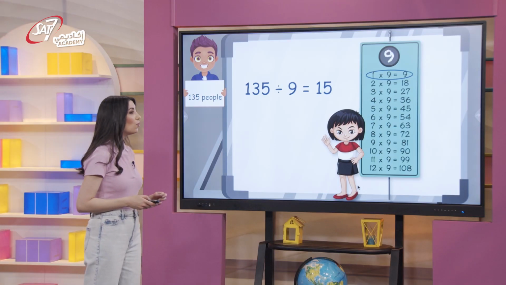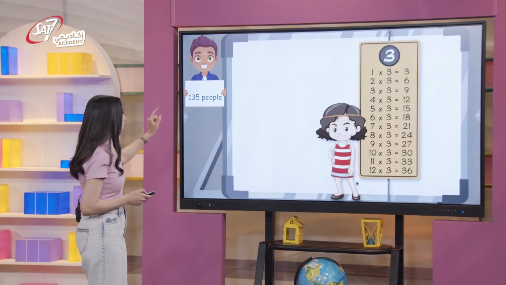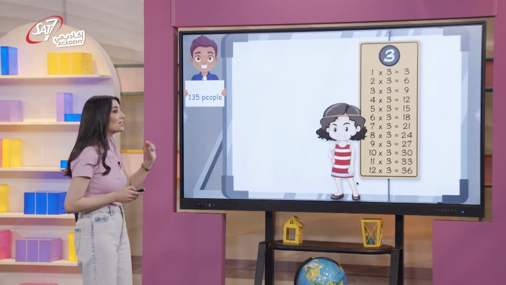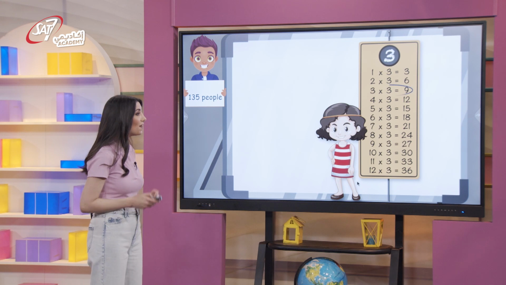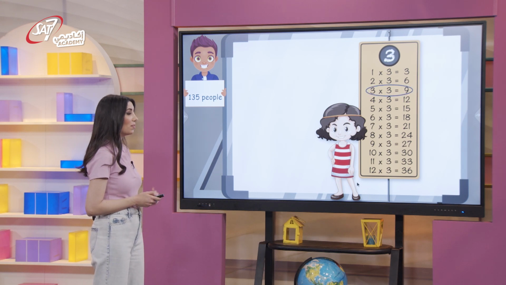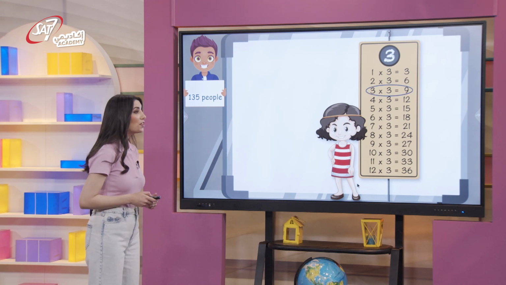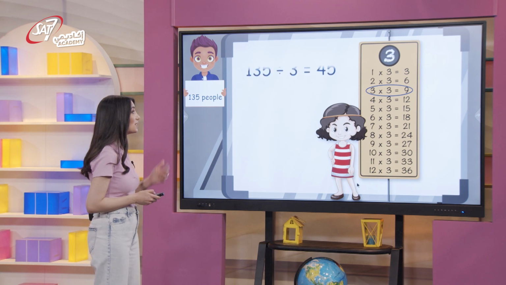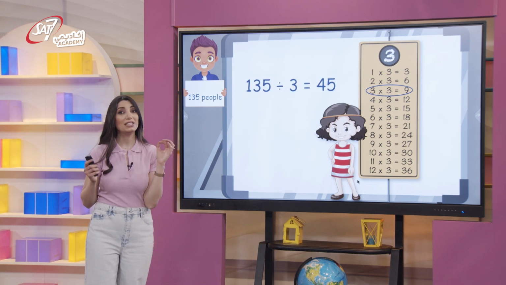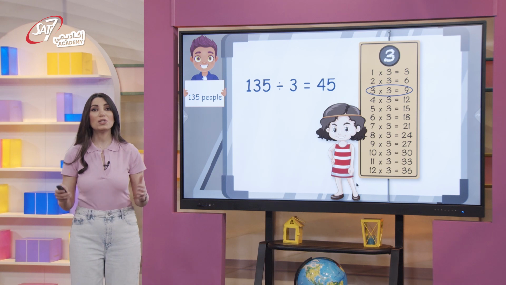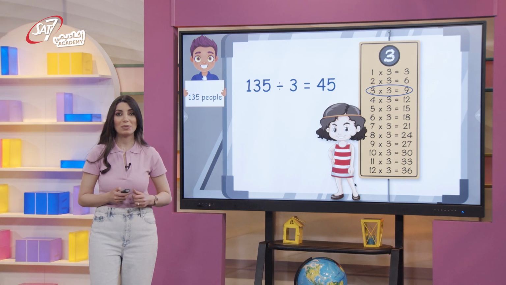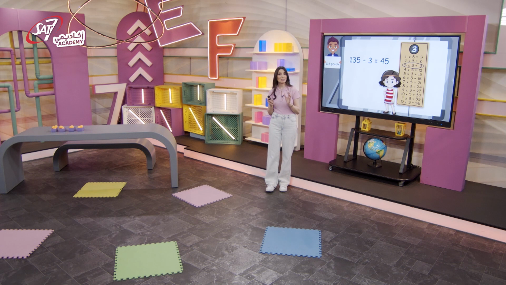The same trick also works when we divide by 3. We add all the digits in a number and see whether the answer is a multiple of 3. 1 plus 3 plus 5 equals 9, and 9 is found in the 3 times table. There it is. 135 divided by 3 is 45. So we will need 45 tables if we choose to place the people on tables of 3. The tables should be small, though, for this to work.